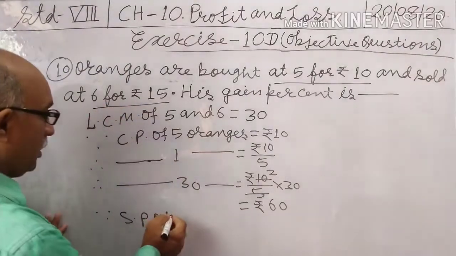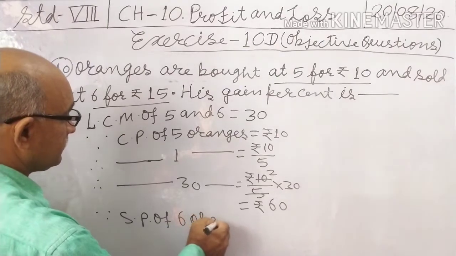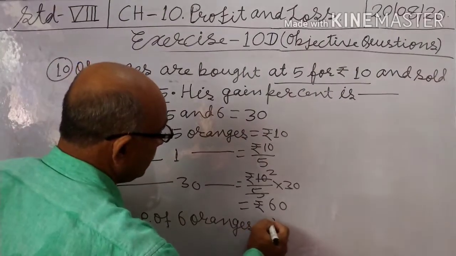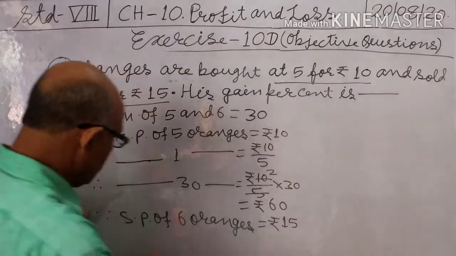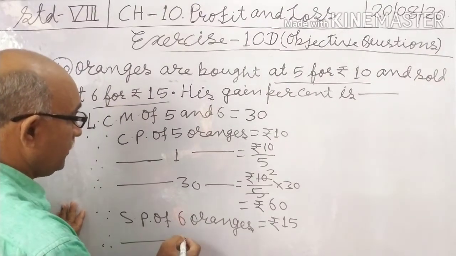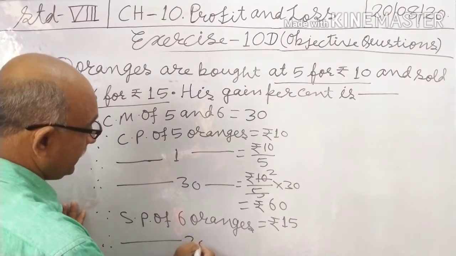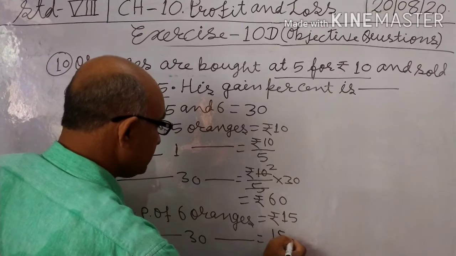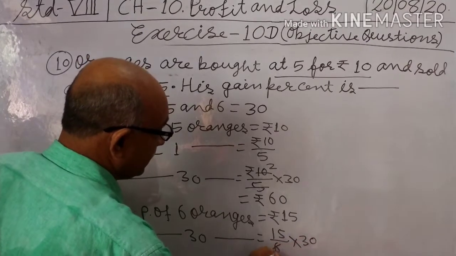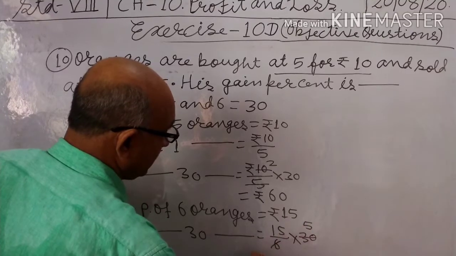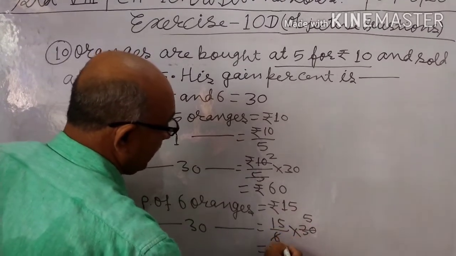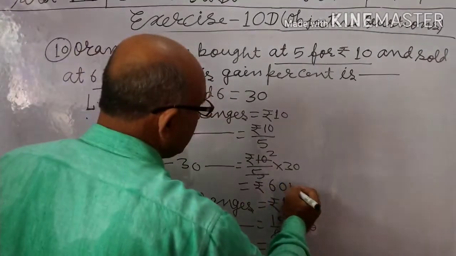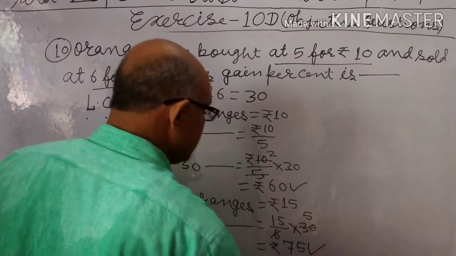Now since SP of 6 oranges equal to rupees 15, therefore SP of 30 oranges, 15 by 6 into 30. 6 fives are 30, equal to 15 into 5 is 75. So CP is rupees 60 and SP is rupees 75.